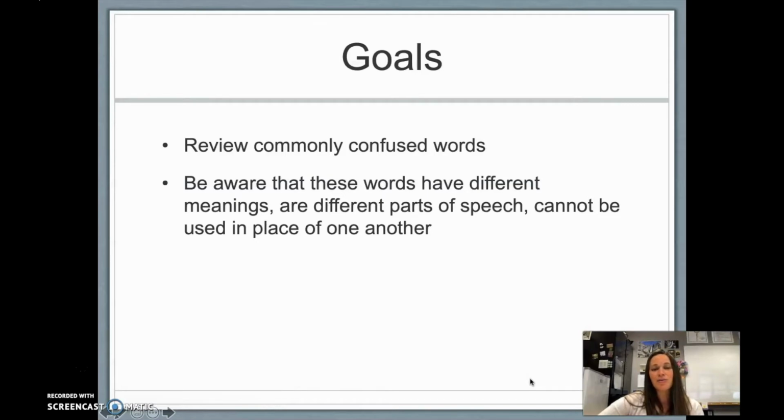Again, the goal is to review the commonly confused words, and also for you to be aware that some of these words have different meanings, even though sometimes we use them interchangeably. And some of them are really most distinguishable in writing, right? Like effect versus affect. They both sound alike. So you really only see the difference in writing. And so I want you to be able to distinguish them in your writing as well.